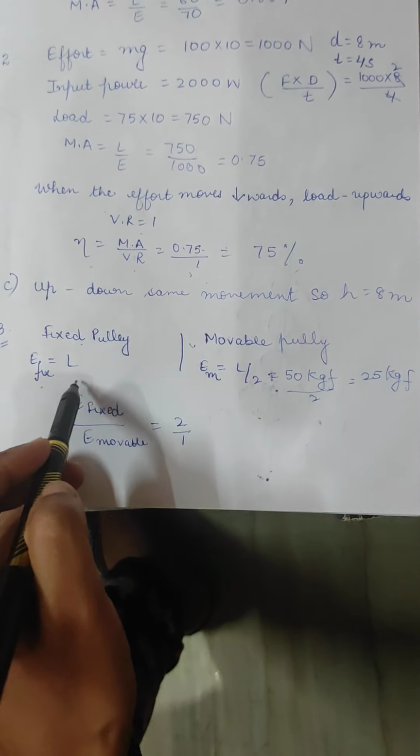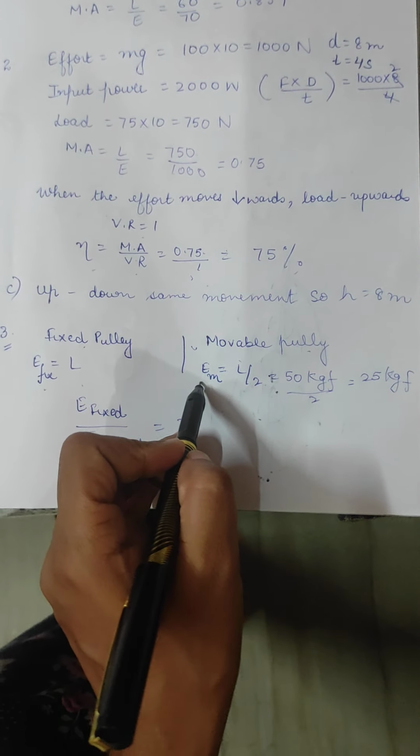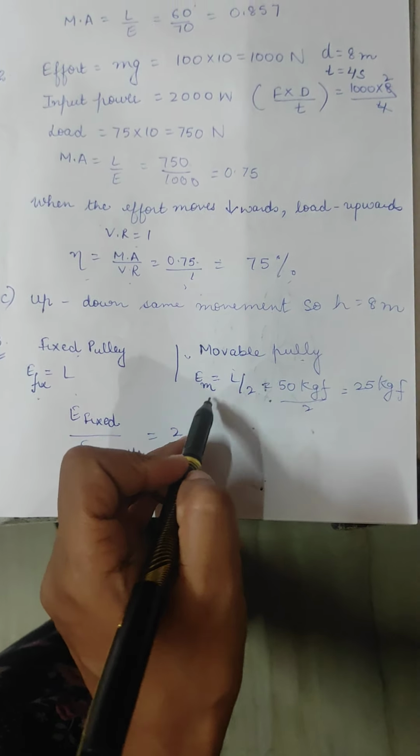So you know the relationship between the movable and the fixed. In case of fixed, effort is equal to load, and in case of movable, load is equal to 2 times the effort. So effort is equal to 50 kgf upon 2, which comes out to be 25. When you solve both the equations, you will get the ratio as 2:1, because it comes out to be 50:25. So that is 2:1.